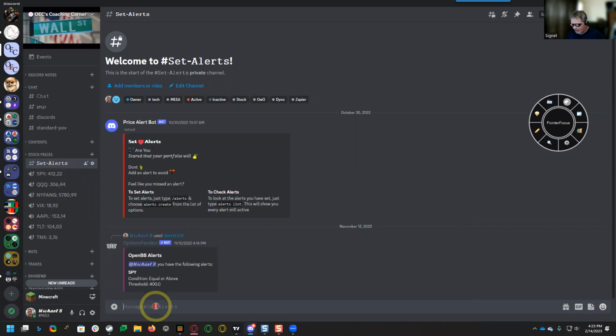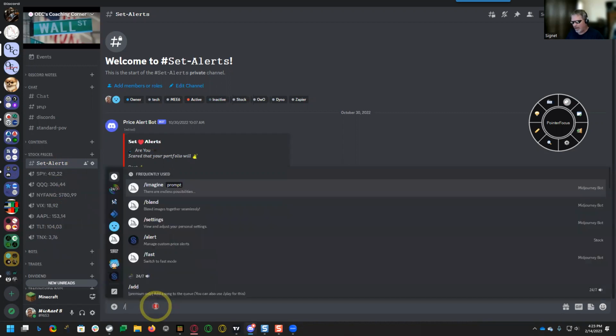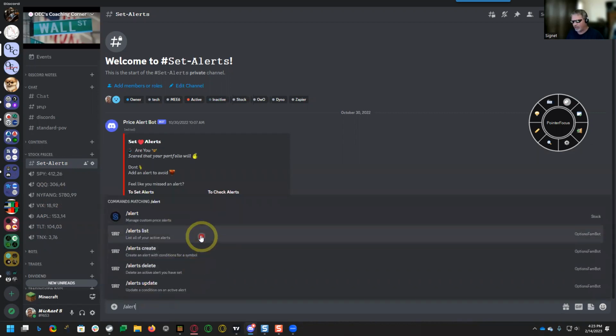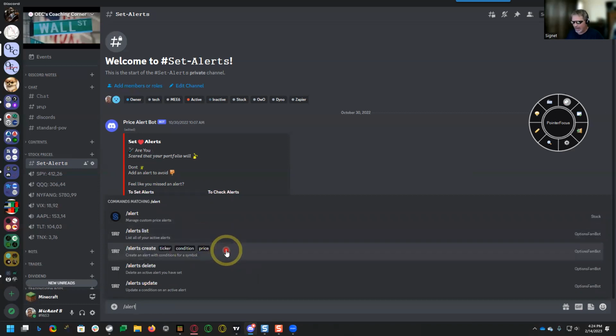So to get a command, you use the backslash. That brings up all of these different bots that are in the Discord. I want an alert, so I just type that word, and then I can see who has alerts. This bot has an alert, so does this bot, and I like this one, so I'm going to choose that. I want to create an alert. I don't need to see my list yet. We'll get to that next.